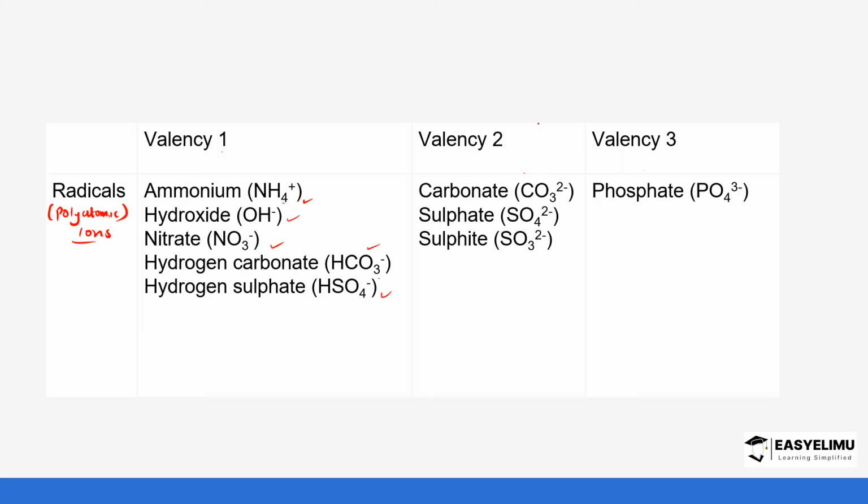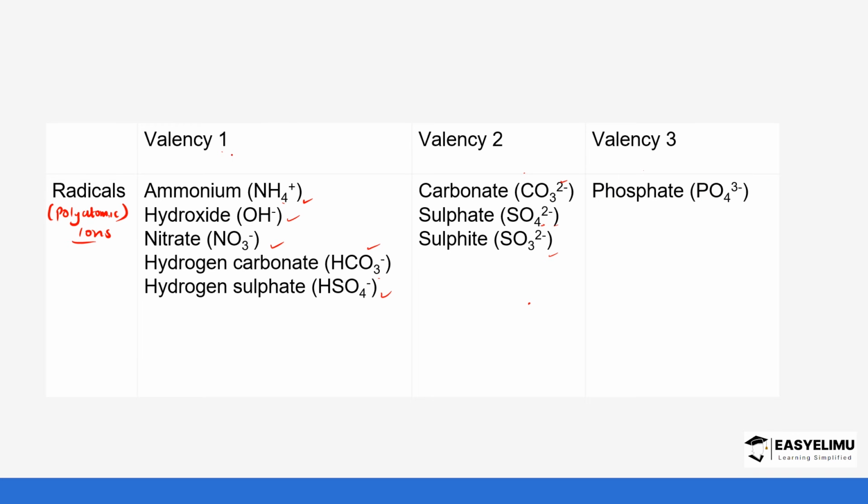And then we have the ones that have a valency of 2. That is the carbonate, the sulfate, the sulfite. And you see the difference between the sulfate and the sulfite is the number of oxygen atoms. So the sulfate has more oxygen atoms, the sulfite has less. We also discussed this in Form 1, so you can go back to the Form 1 video and check this out. And then we have only one radical in valency 3, but I've also said that we have other valencies. These are not the only ones. The one in valency 3 is called phosphate, and you can see how it's written.